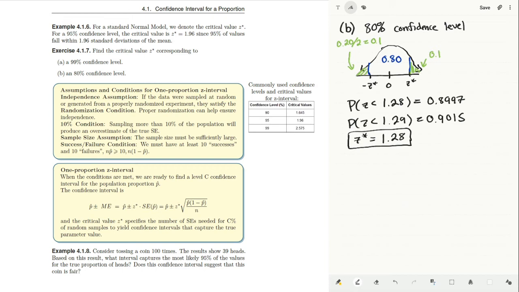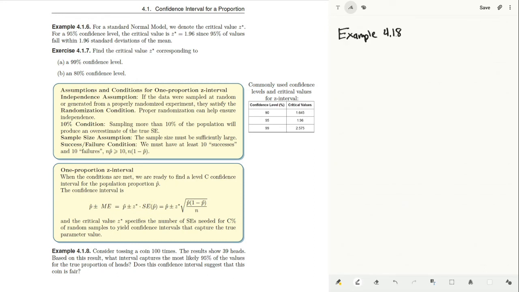and so we repeat these here for your convenience. Recall that we have the independence assumption, and we check the two related conditions, which are randomization and the 10% condition. The other assumption is the sample size assumption, and we can check the corresponding condition, which is the success and failure condition. Once these conditions are met, we can calculate the confidence interval as p hat plus or minus the margin of error. The margin of error is given by the critical value Z star times the standard error.